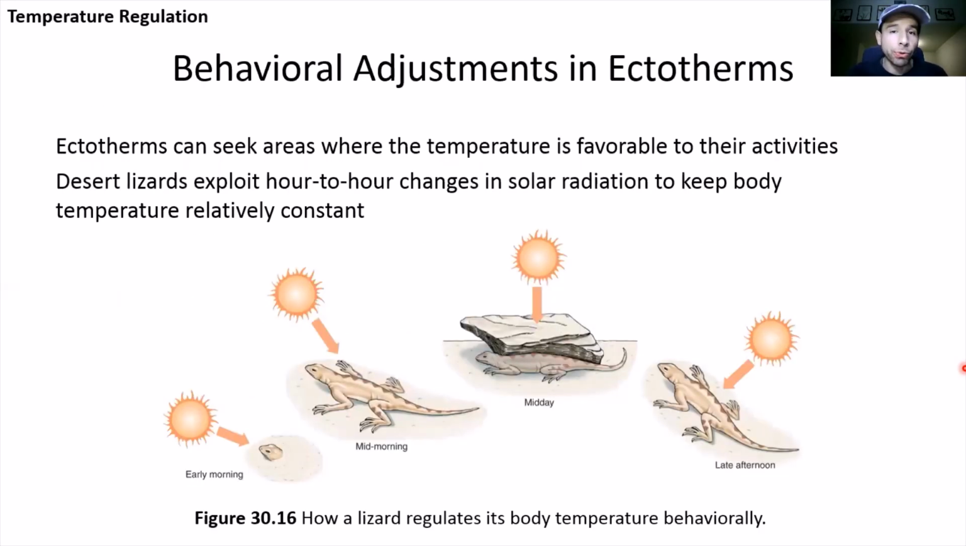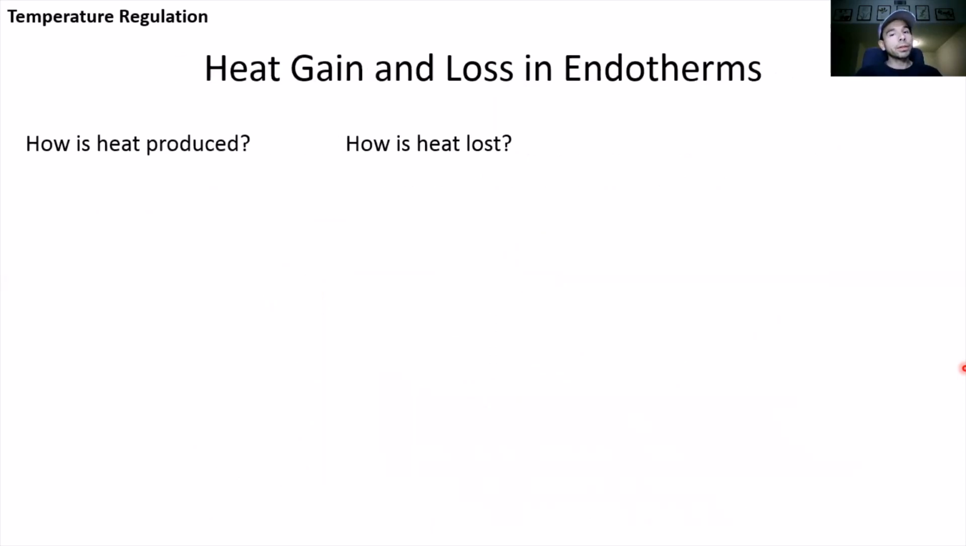So since ectotherms cannot regulate their core body temperature through their own metabolism, they need to regulate it through their behavior. For example, ectotherms can seek areas where the temperature is favorable to their activities, as you see this desert lizard exploiting hour-to-hour changes in solar radiation to keep its body temperature relatively constant. But endotherms can control their body temperature, and this is their balancing act between heat produced and heat lost.